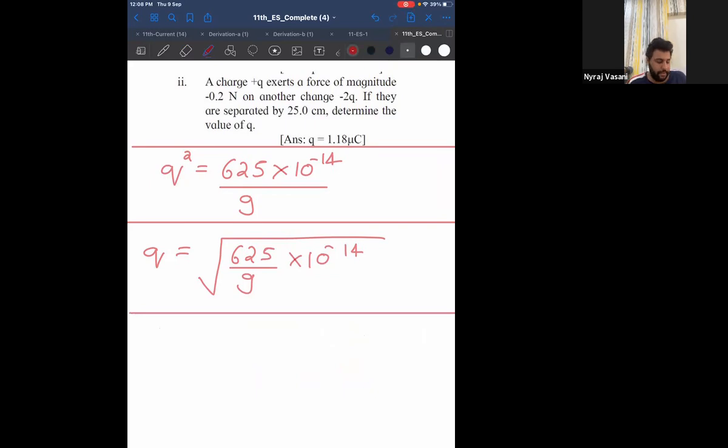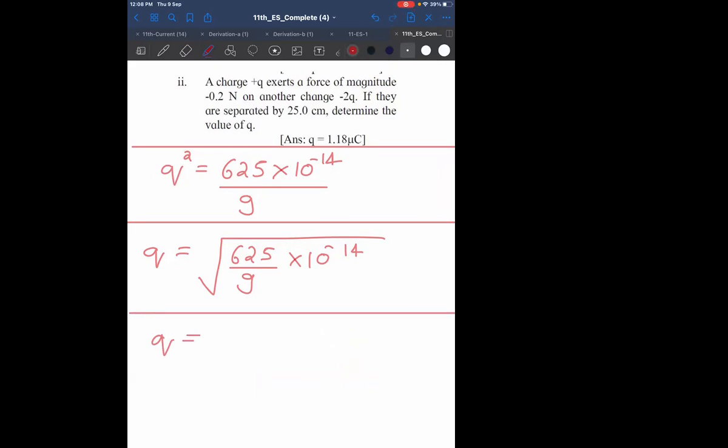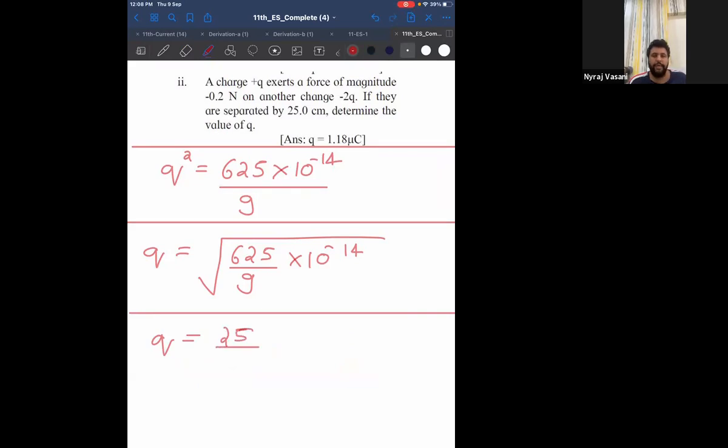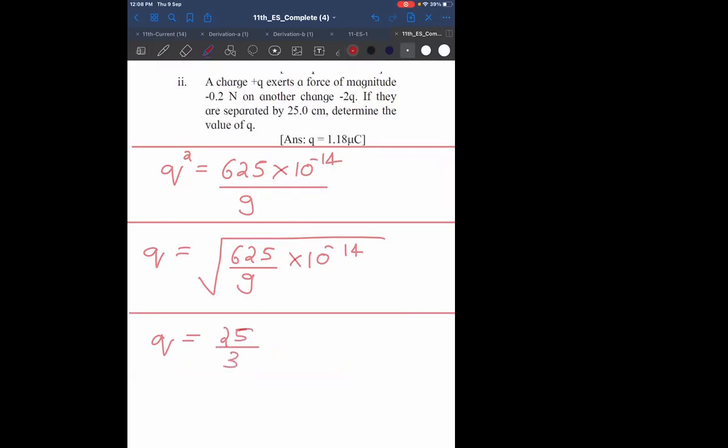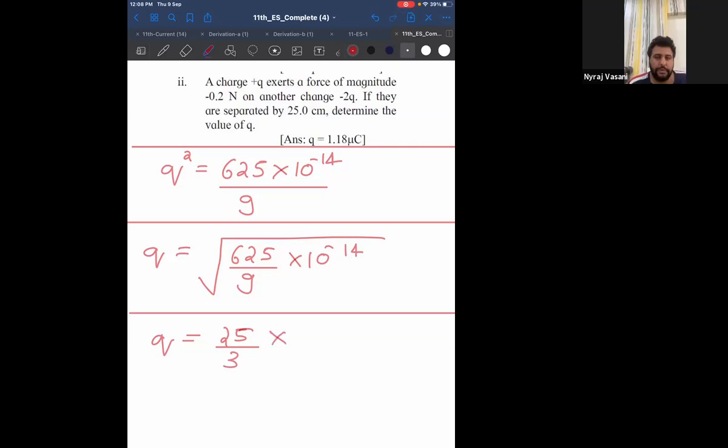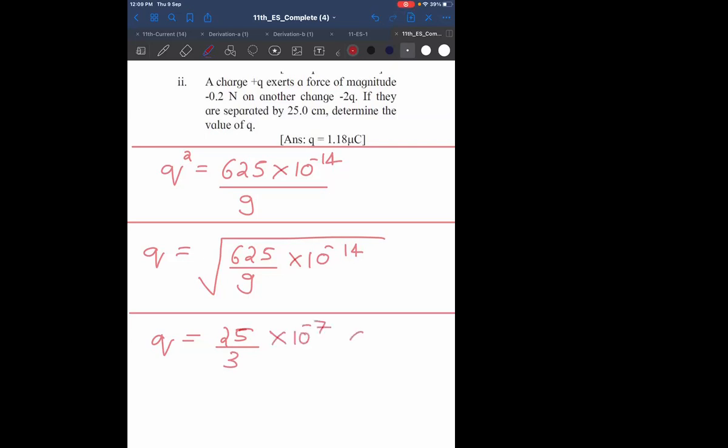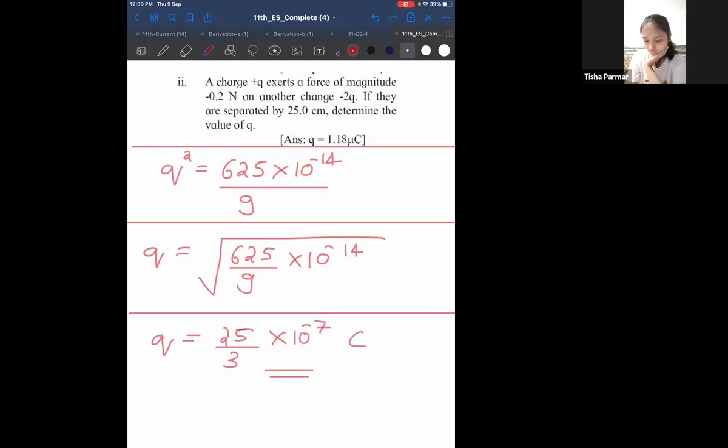So look at this. Q equal to, tell me what is square root of 625? Do you have a direct answer for square root of 625? 25. Do you have a direct answer for square root of 9? 3. Do you have a direct answer for square root of 10 power minus 14? 10 power minus 7. You can leave the answer like this. Easy, got the answer.